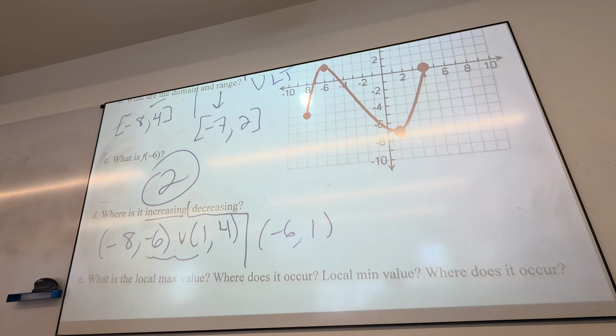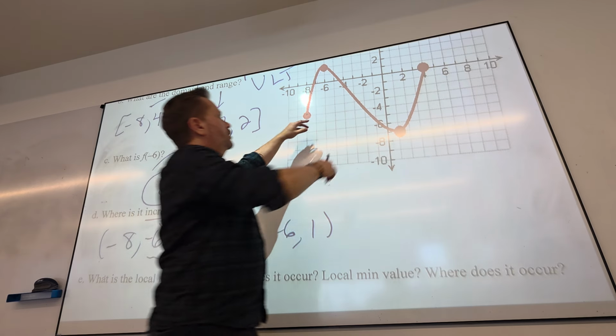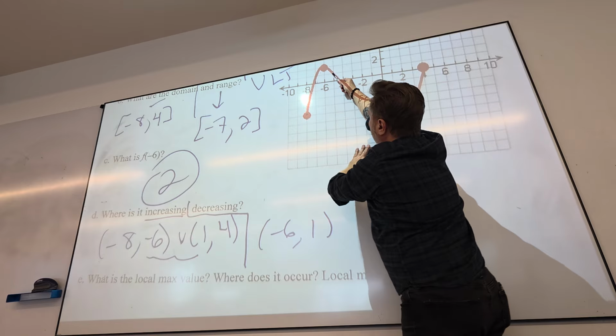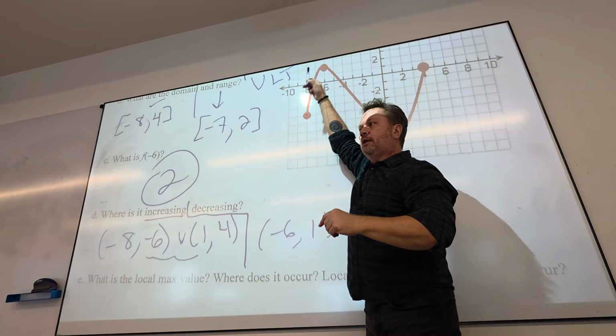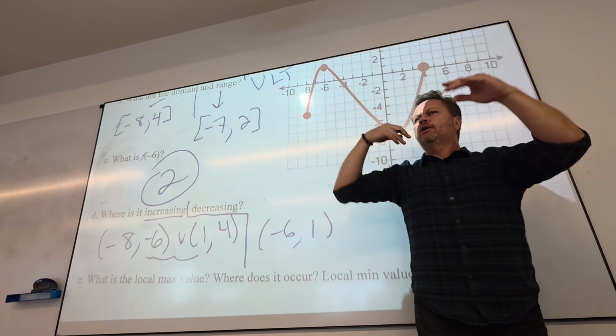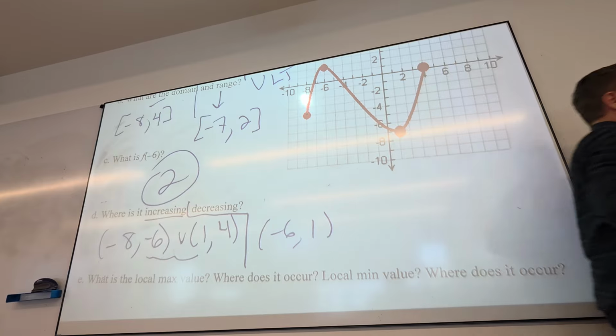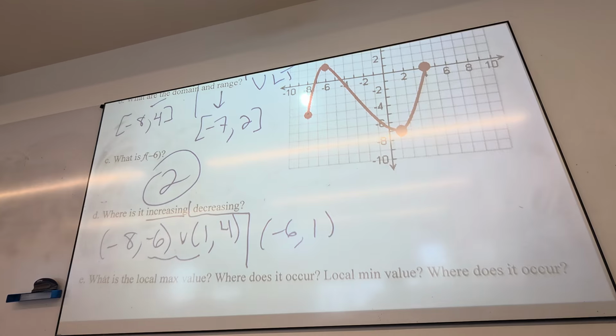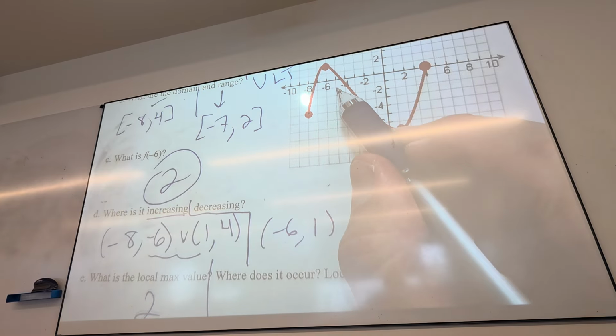Why do I call it local maximum? Because it could go higher than that. If that kept going, it could go higher than that, but that would still be a local maximum. Locally is the highest. So that's all a local maximum means. So the local max is 2. Where does it happen? X equals -6. Kick ass.